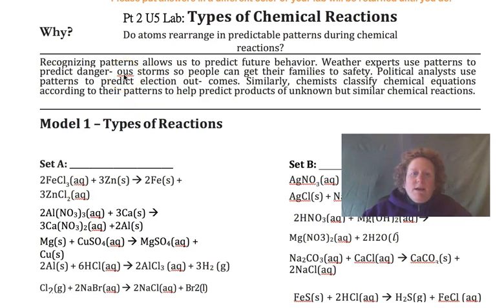We need to recognize patterns to predict future behavior. That's why we try to put reactions in categories. So we use these patterns for safety, for political analysis. Chemists try to use classification to predict products of unknown but similar chemical reactions.